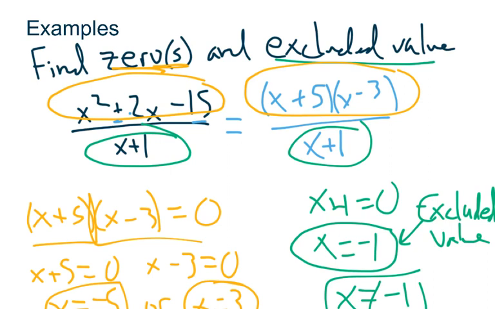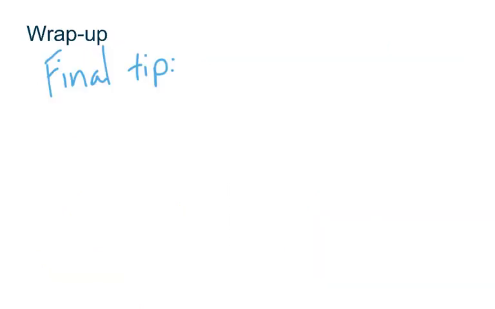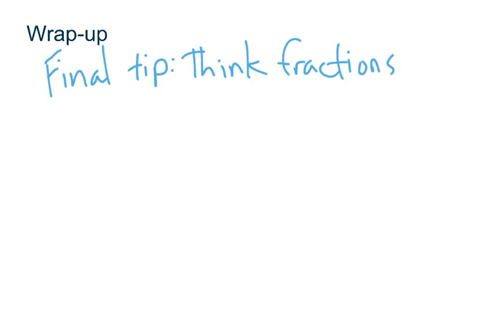Just to wrap things up here, I'll give you one final tip, which is to think fractions. Because again, that's all these things are: fractions with variable expressions. If we were to do something like 3 plus 5 over 3, think about how you would simplify that. You can't take a 3 out of everything, so maybe you don't really simplify it. You let it be what it is.